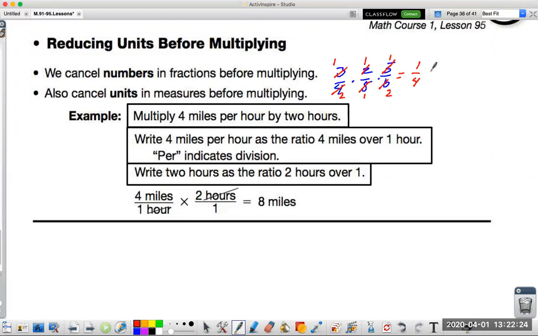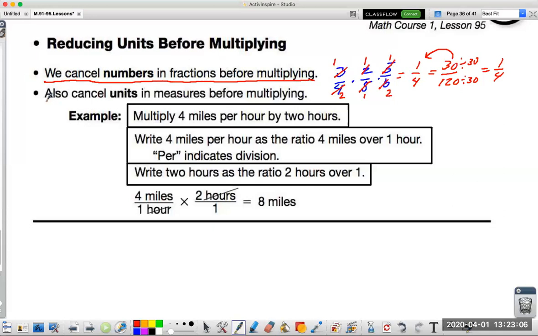You could have gotten a bigger number if you wanted to, if you just go ahead and do the whole thing. It would have been 30 over, what do we have here? 30 over 120. Well, that would have had to be reduced to 1/4. So instead of having to divide both of these by 30 and then realizing that in the end you're still going to get 1/4, you can do all that canceling before you multiply. We cancel numbers in fractions before we multiply.